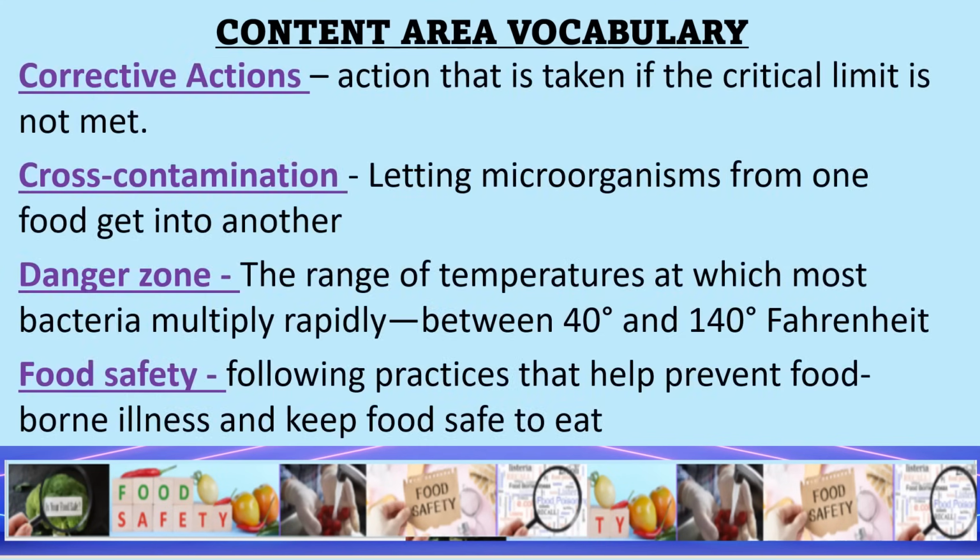Corrective actions is action that is taken if the critical limit is not met. Cross-contamination, letting microorganisms from one food get into another. Danger zone is the range of temperatures at which most bacteria multiply rapidly, between 40 degrees and 140 degrees Fahrenheit. Food safety is following practices that help prevent foodborne illness and keep food safe to eat.